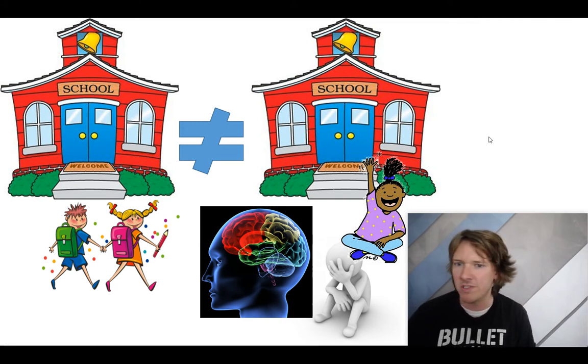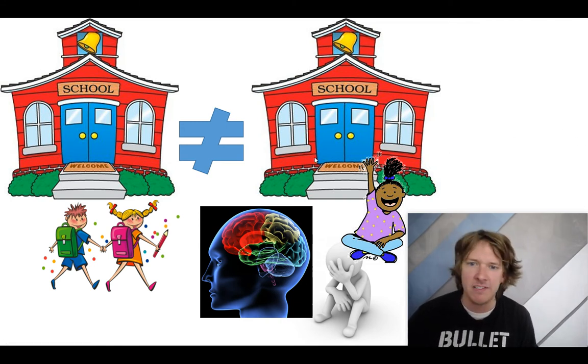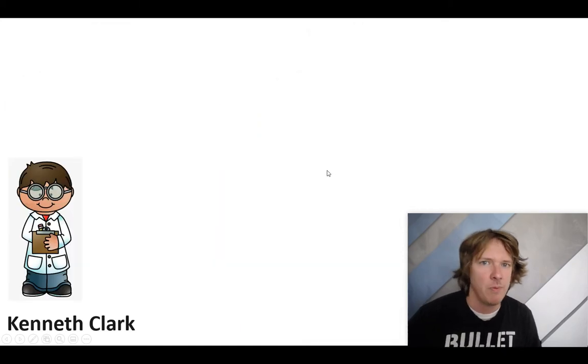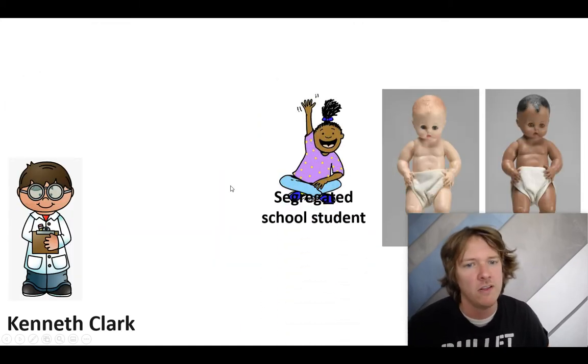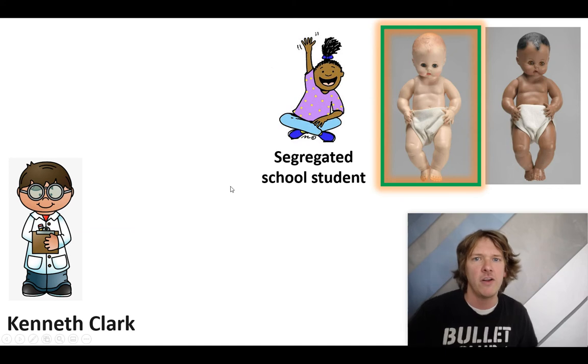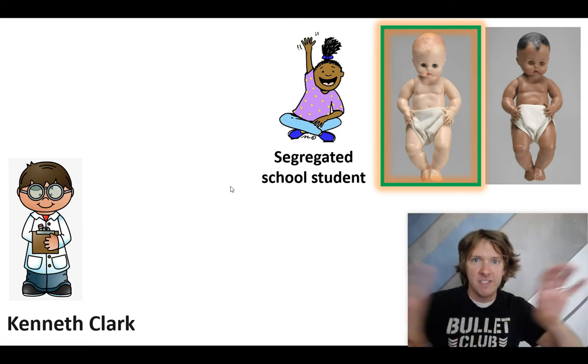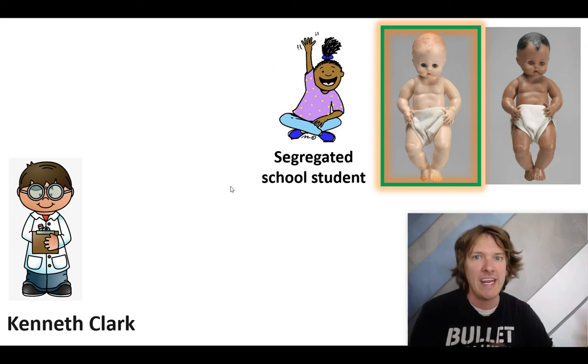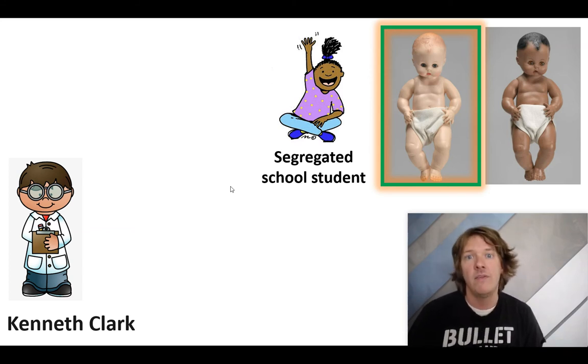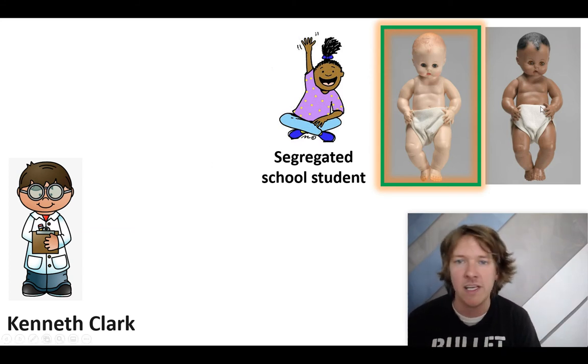And so the Supreme Court will say, oh, okay, all right. That makes sense. So separate but equal doesn't really work. Now, it's based on the work of Kenneth Clark. What Kenneth Clark will do is he'll have a segregated student choose between a white doll and a Black doll. And a segregated student, the student has been separated. The student has been told that they cannot go to the white school. They will often prefer the white doll and say that the Black doll is bad.